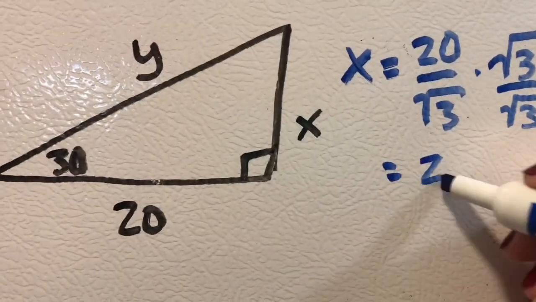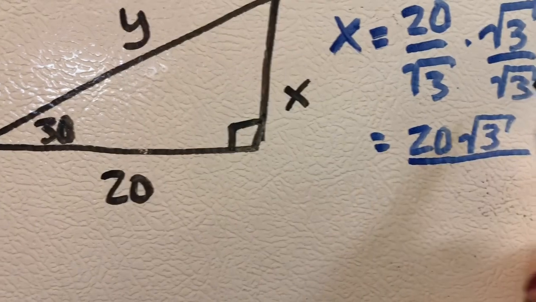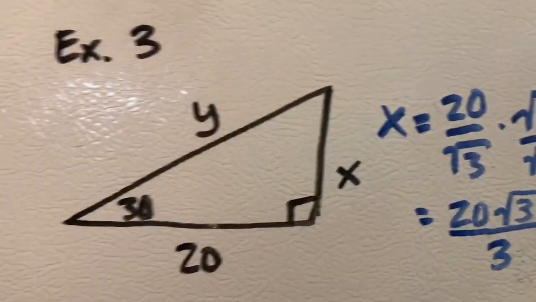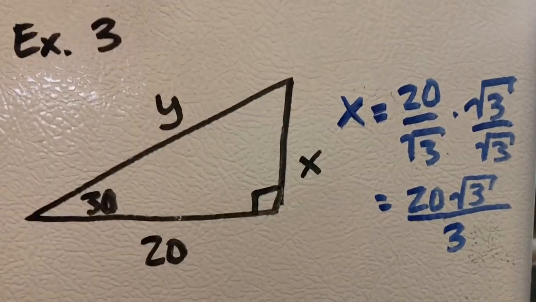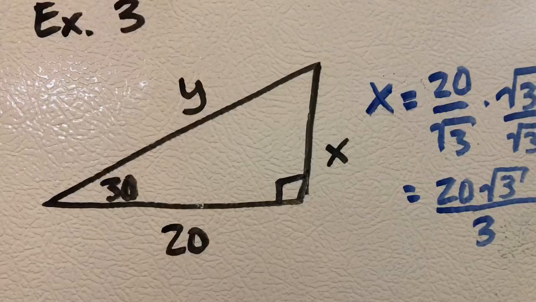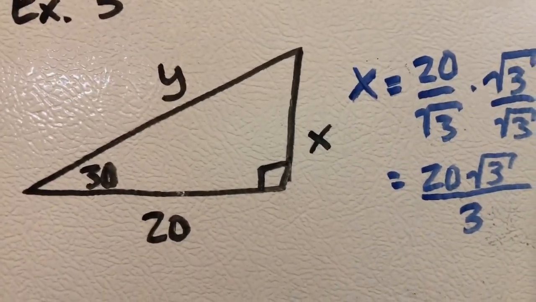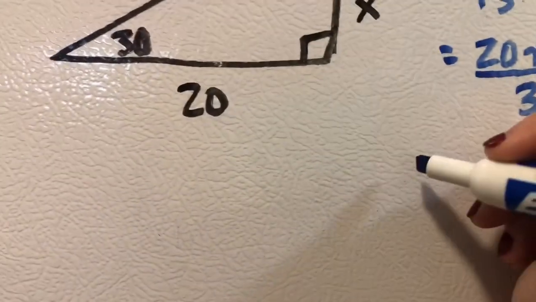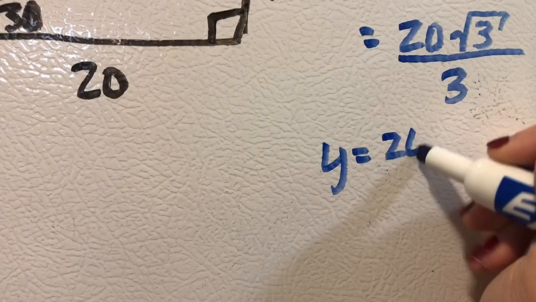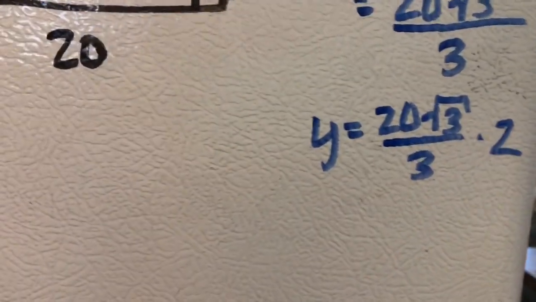I'm going to end up with that 20 radical 3 over my radical 3 times radical 3, which is radical 9, which is just 3. So there's my short leg. And again, because I found my short leg first, it makes it so much easier to find my hypotenuse now, because I can go from my short leg to my hypotenuse by multiplying by 2. So for y, I'm just going to take my 20 radical 3 over 3 and multiply by 2.